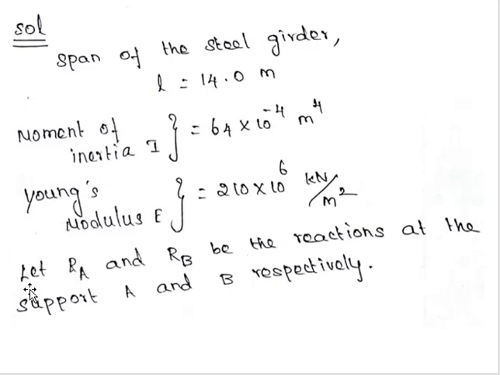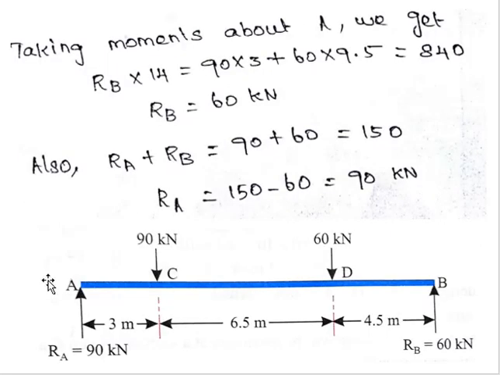Next, take RA and RB as the reactions at supports A and B respectively. In the first step, you have to calculate the reaction forces for the simply supported beam. See the diagram.